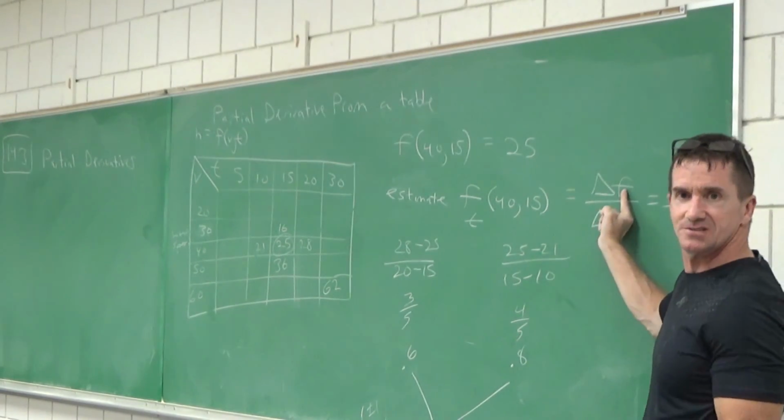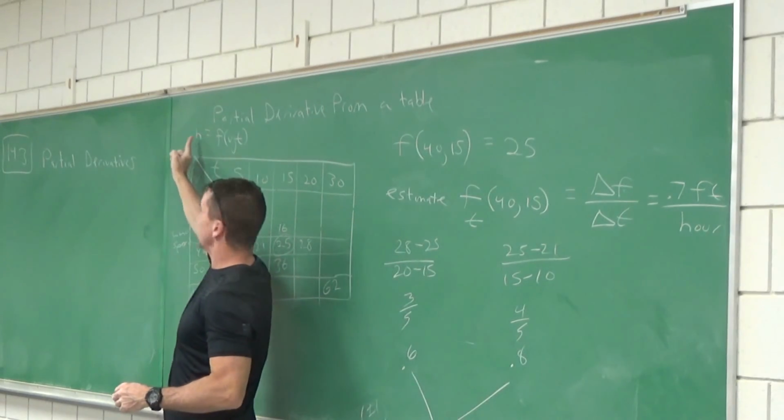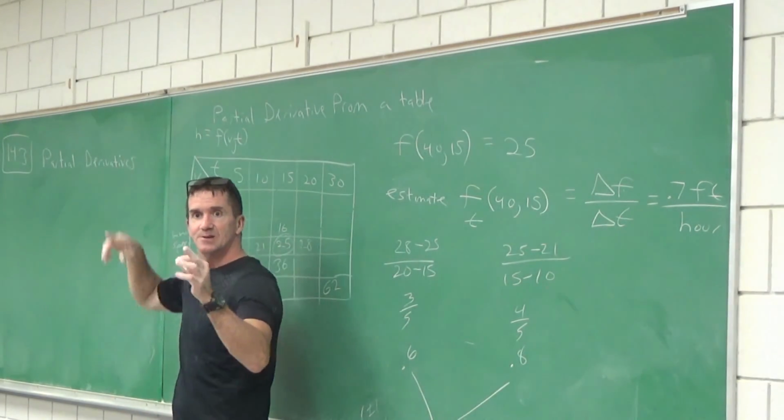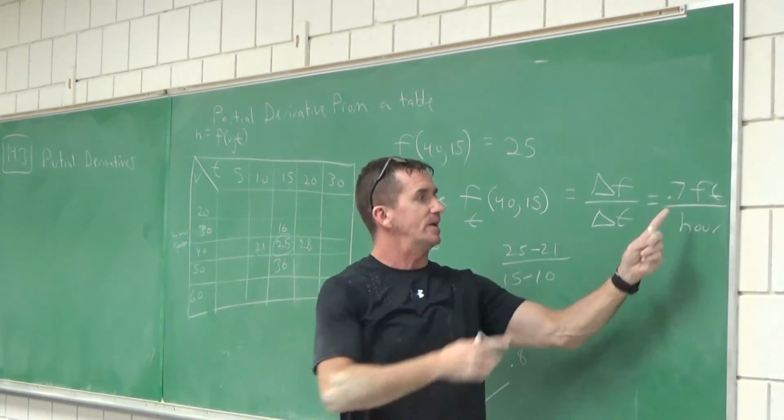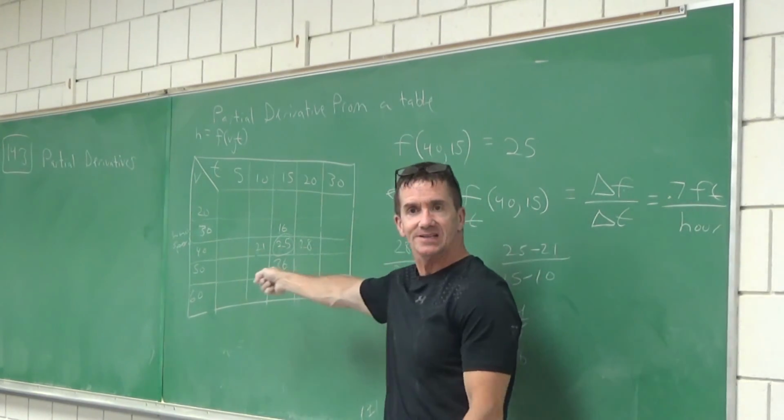What was F's units? Good question. Okay. What was F's units? F is H. F is height. So it's still going to be feet, but now we're just talking about per hour while you held the other variable constant. Gotcha.